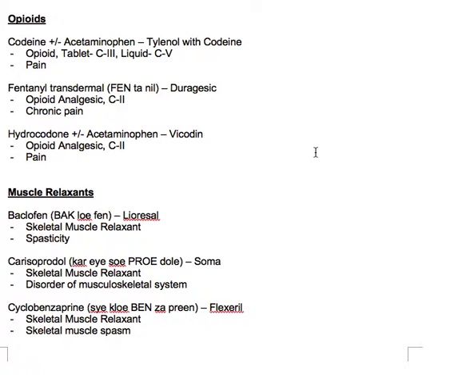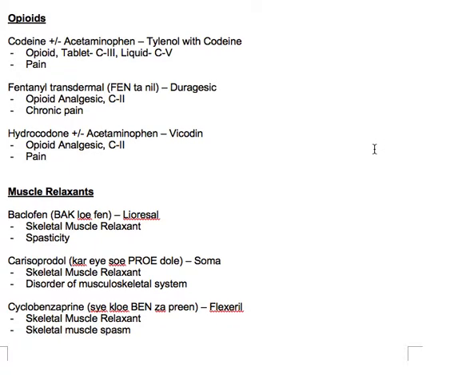And the second one, fentanyl transdermal patch, or brand name Duragesic. It is a control 2 opioid medication for chronic pain. It's a highly potent opioid, so really only for chronic pain patients, not really used for acute pain.